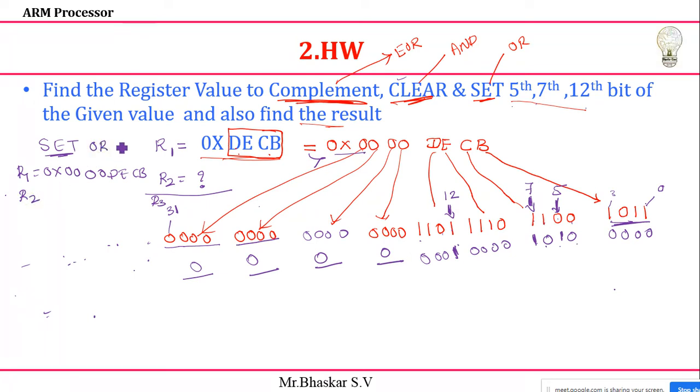ORR R3, R1, R2. Otherwise here you write it, this is very important: R3, R1, R2. The R1 value I took is the given value. The R2 value we need to find out. To set the particular bits, what do I need to do? I'll take the R2 value as 0x. This is the value to set the particular bits. This is the value I need to OR. So what value will you get? Just find out.